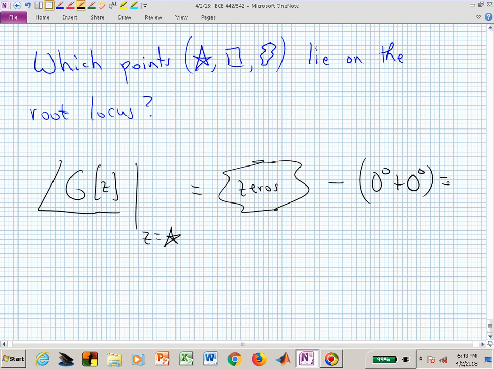So I now have my angles due to the zeros, which didn't exist, minus all of my pole angles, and what's the net angle? Is that equal to minus 180 or plus 180? No. So that star can't be on the root locus, can it? So this is a no. The star is not on the root locus.